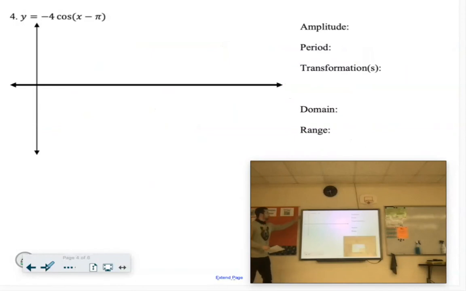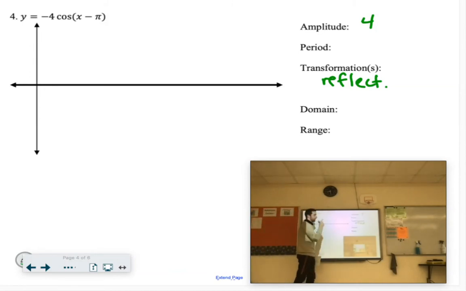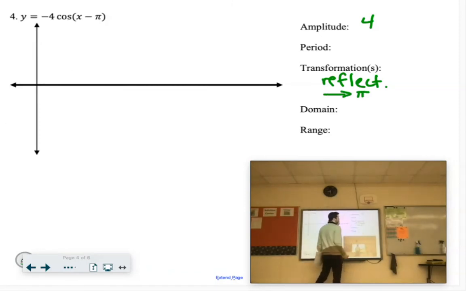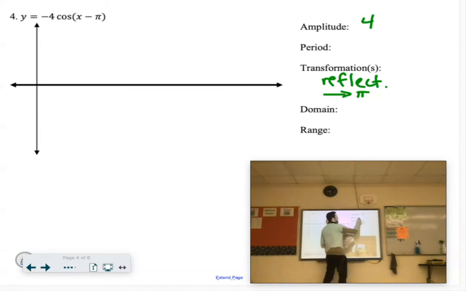All right. Negative 4. Amplitude, it's going to be 4. It's going to be reflected. And then this one has that x minus pi, and it's grouped with the x. So that would be a shift to the right of pi. The b here is 1, and so that doesn't affect our period. Our period is going to be 2 pi.